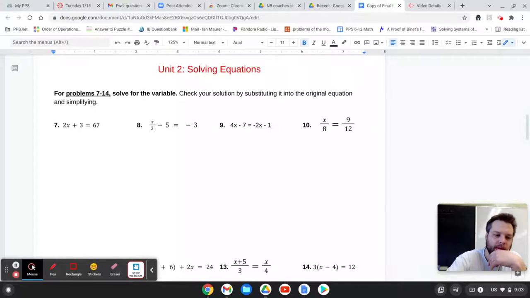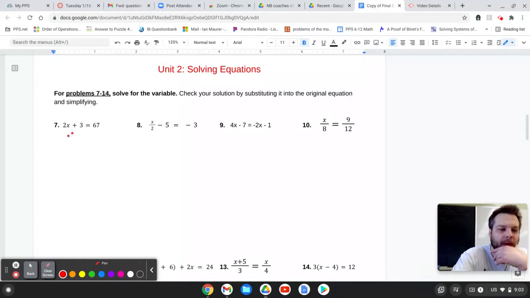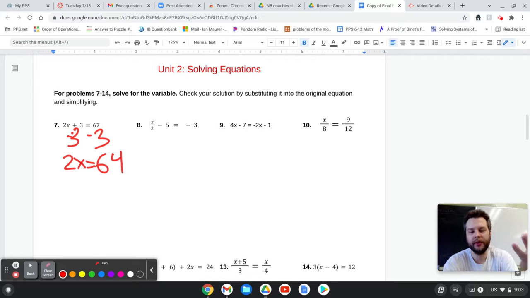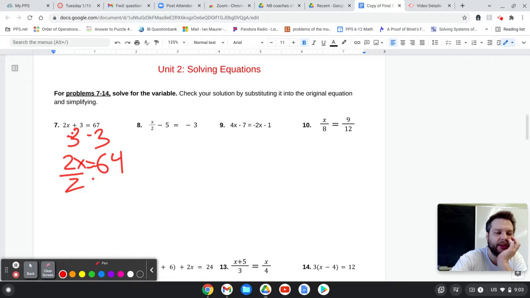All right, here's Unit 2, solving for x. The name of the game is doing the opposite. So on question 7, I see a plus 3 and I do a minus 3. When you do the opposite, you're doing it to both sides to keep the equation balanced. Now I see a times 2, so I do a divide by 2 and I get x is equal to 32.